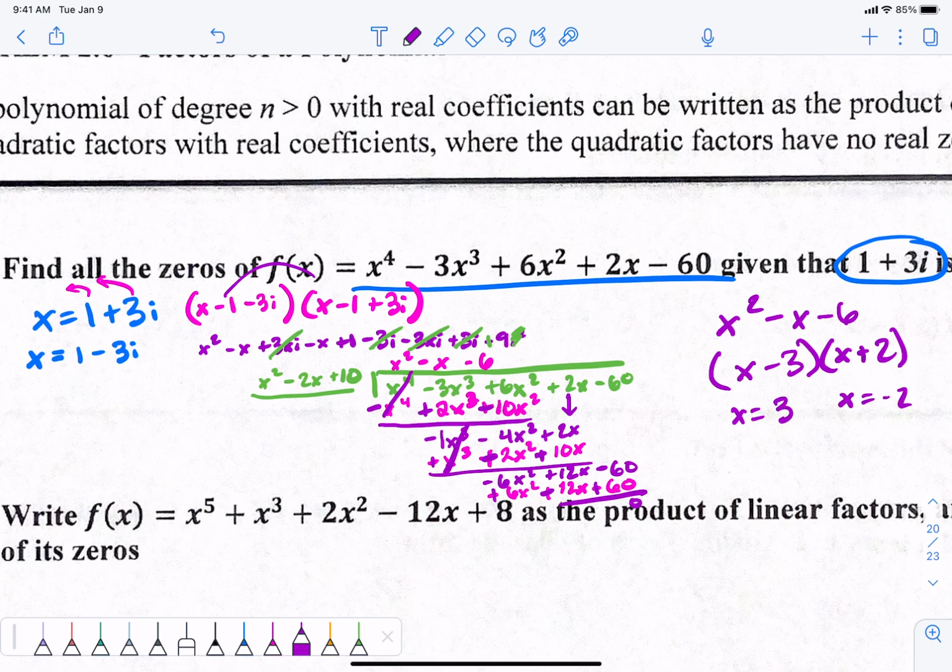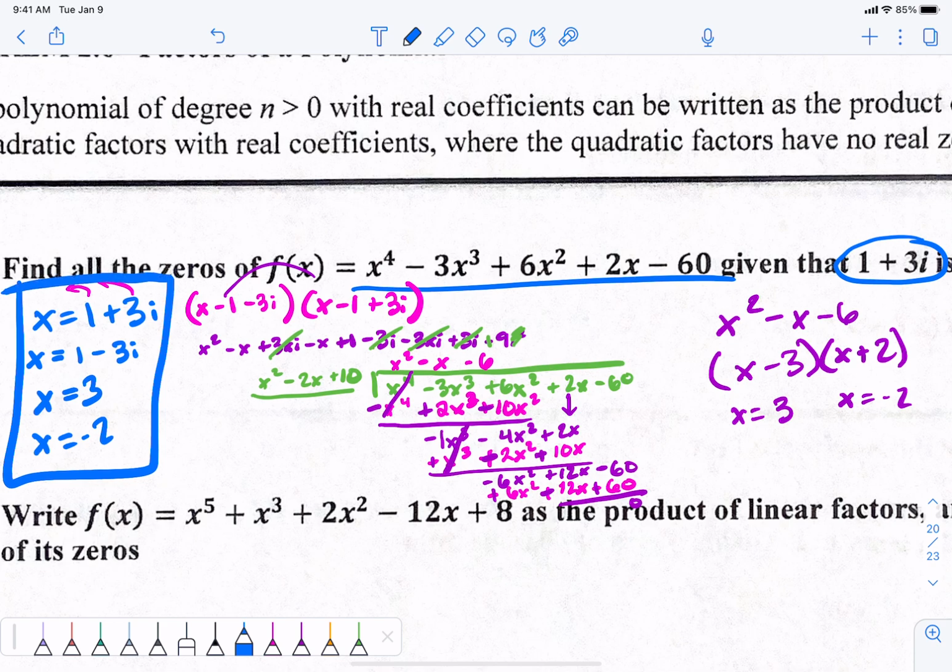So it says find all of the zeros. Okay, I have my list off to the side over here. So let's just add them to that list. So we know that x equals 1 plus 3i and 1 minus 3i. And to that list I can add x equals 3 and x equals negative 2. And that is all 4 of my zeros that I should have, including the imaginary ones.